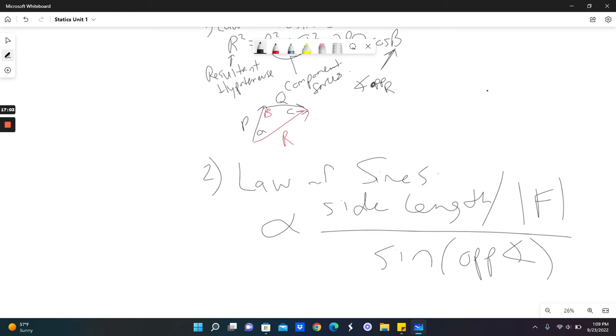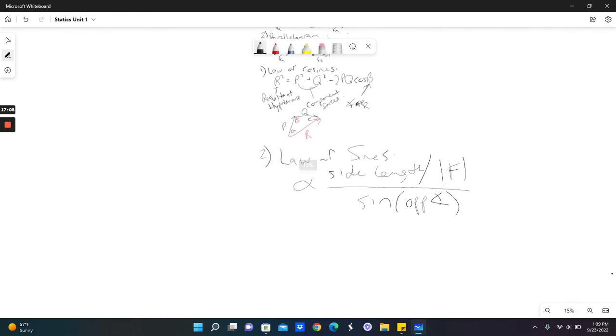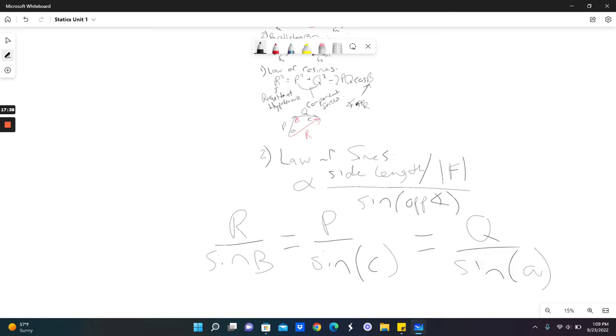What does that mean? It means that in the case of the triangle we wrote above, let's start with R and B because they're in a different color. It makes them a little easier to stand out. R over sine of B is going to equal P over sine of its opposite angle, which would be C, which would equal Q over sine of its opposite angle, which is A.